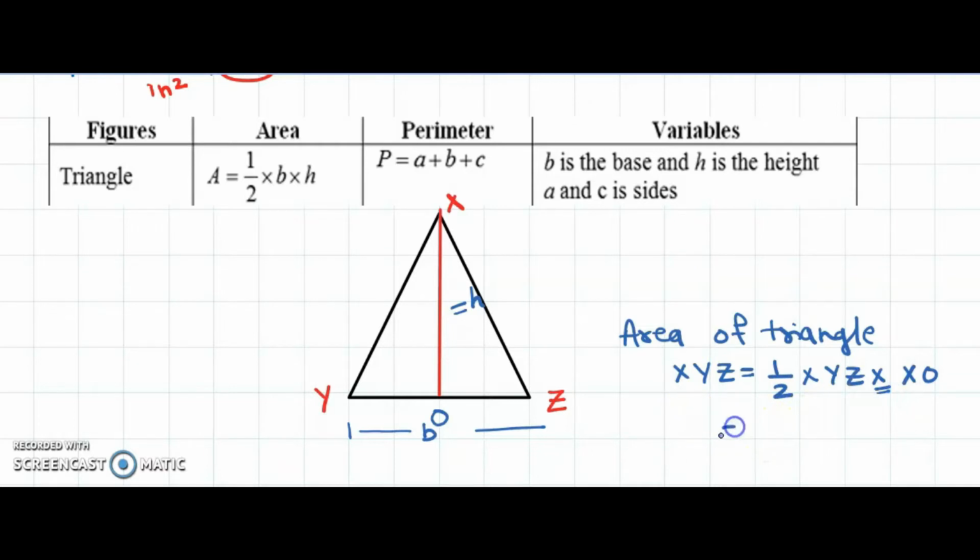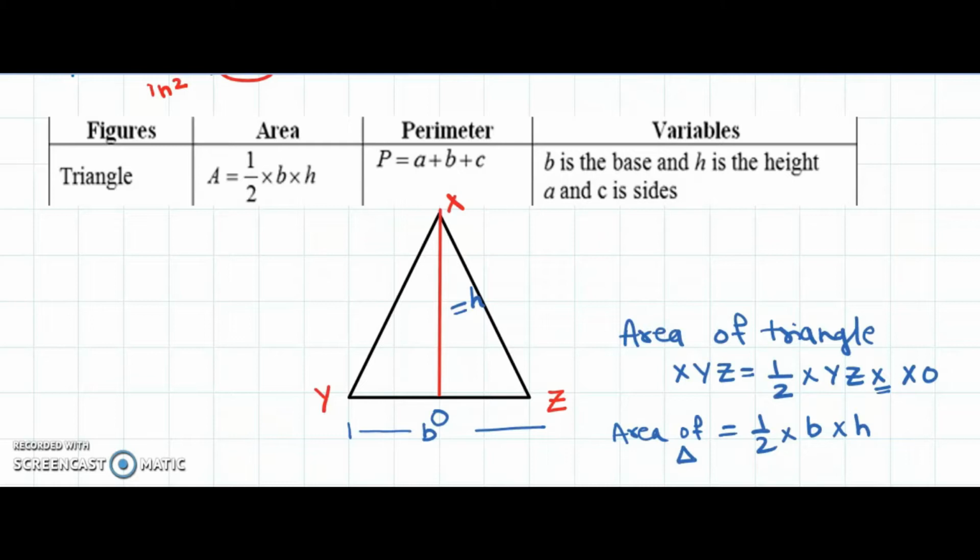So the final formula will be half times base, which we represent as B, and the height, which we represent as H. This is the formula for the area of a triangle. Now, the variables that we have used here are B and H.